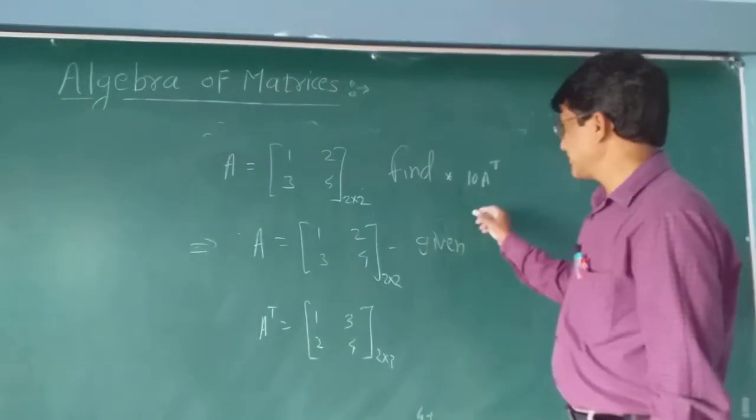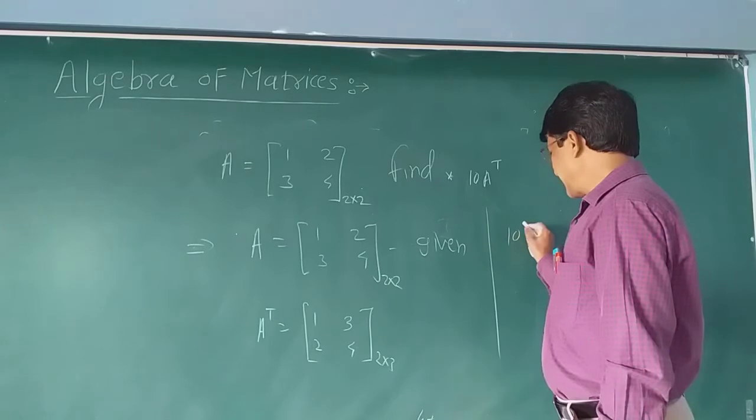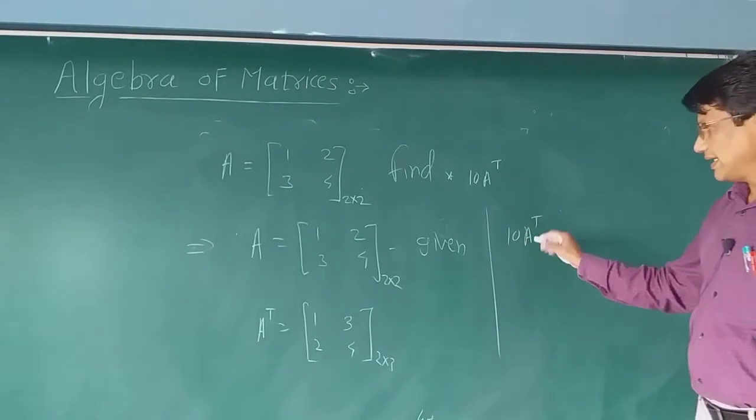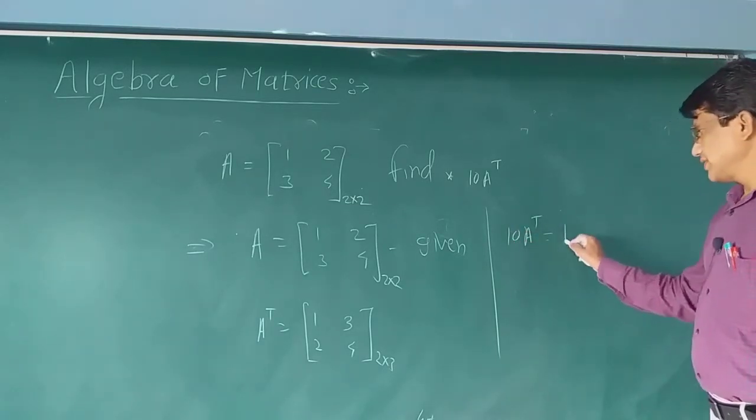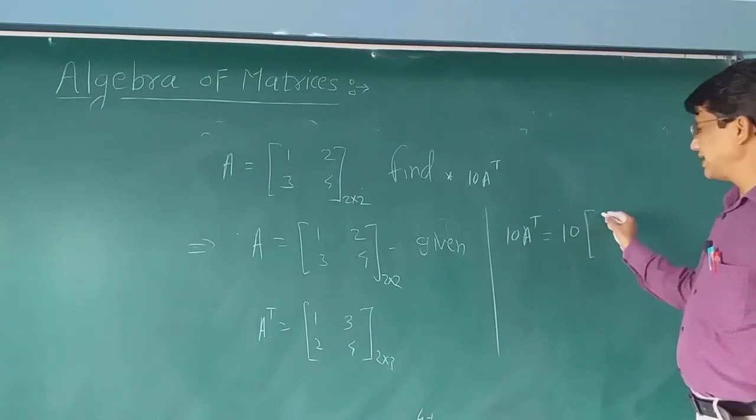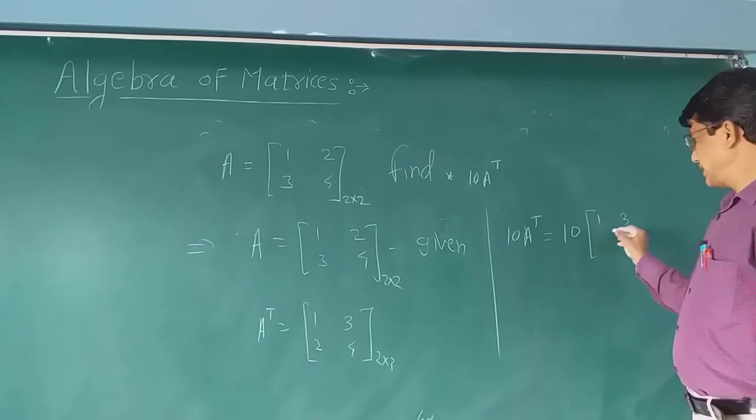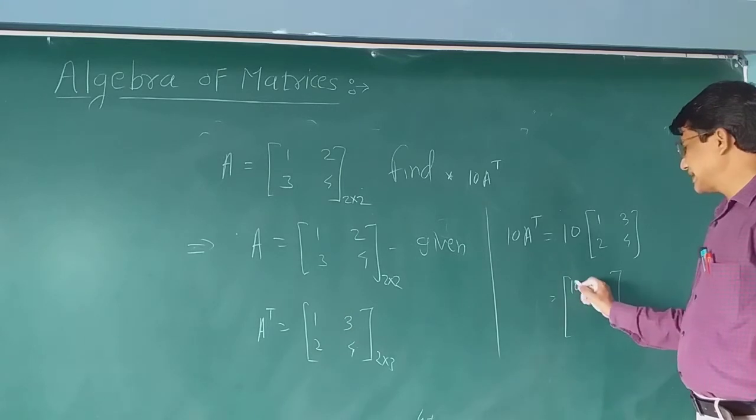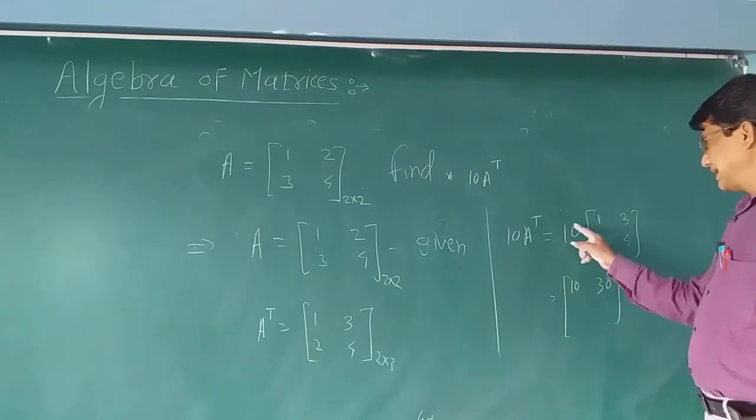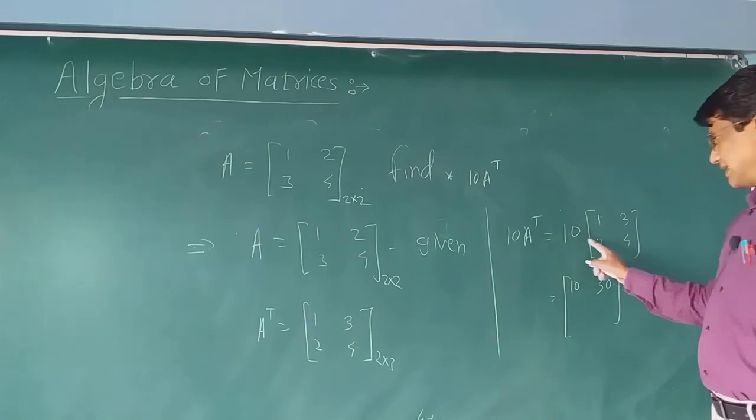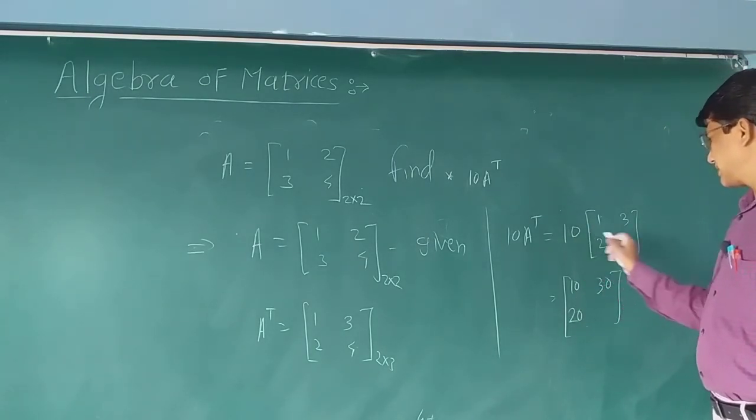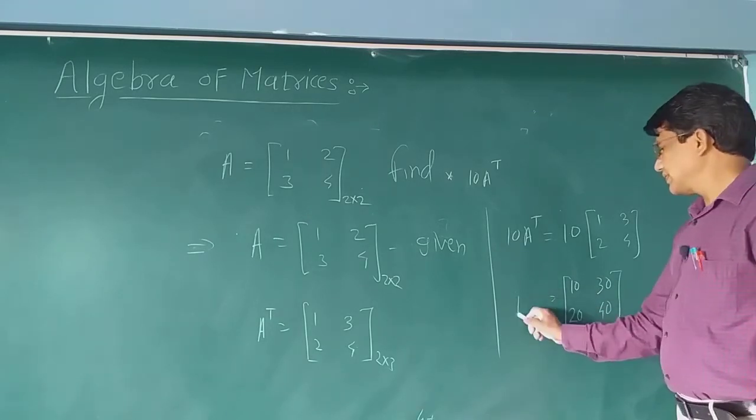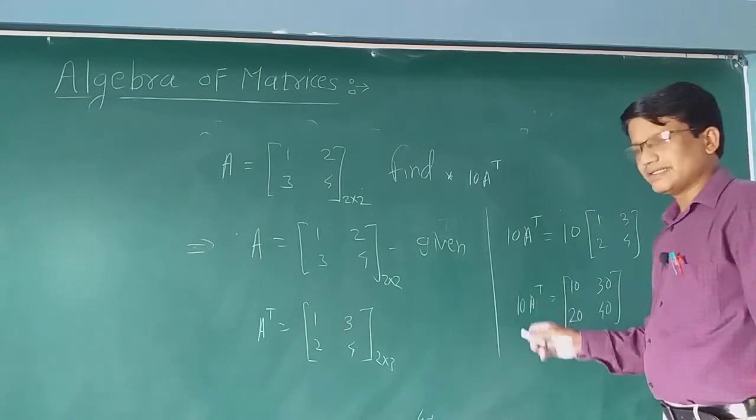But our question is to find the value of 10 A transpose. 10 A transpose means multiply every element of A transpose by 10. So 10 into here 1, 10. 10 multiplied by 3, 30, 10 multiplied by 2, 20, and 10 multiplied by 4, 40. So this is about A transpose.